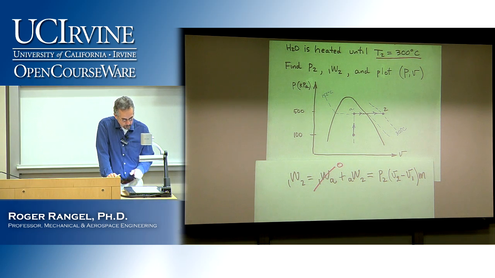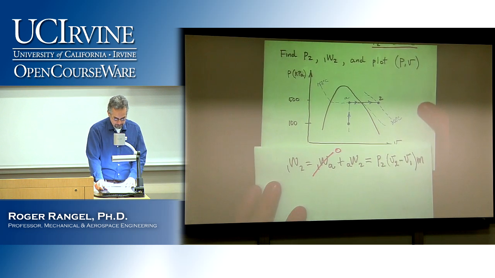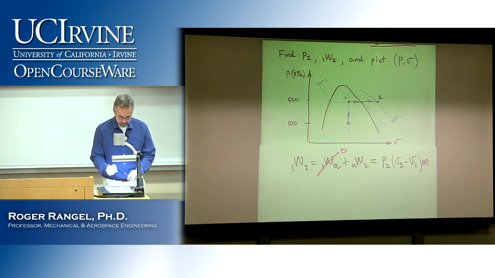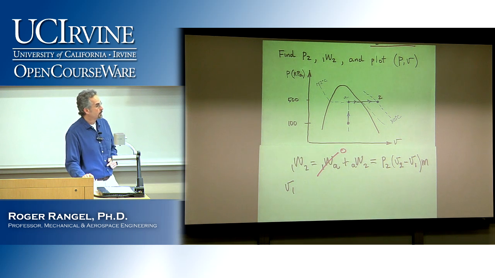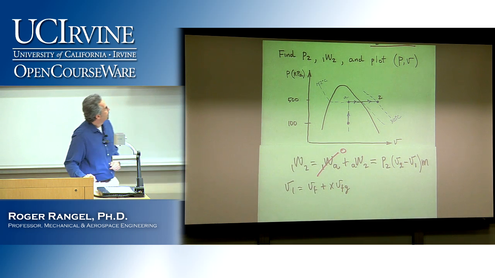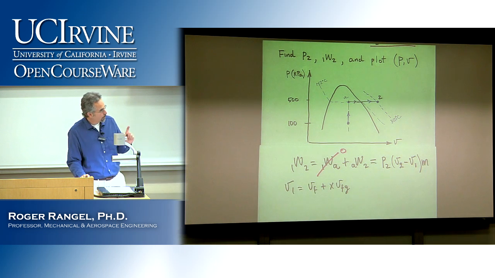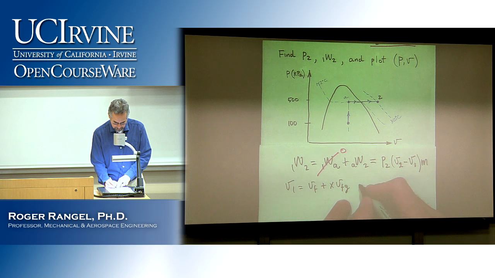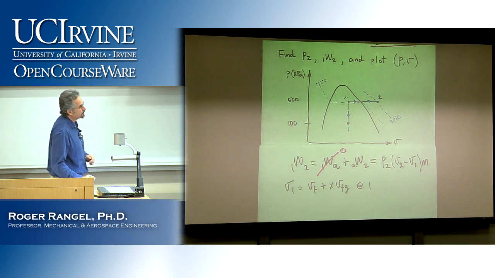Sorry, so we got P2. Do we have V1? How do we find V1? Remember, we were given the quality, right, at 1. So we can do Vf plus x Vfg, using the data at 0.1, right? So at 1. Right? That gives us our V1.